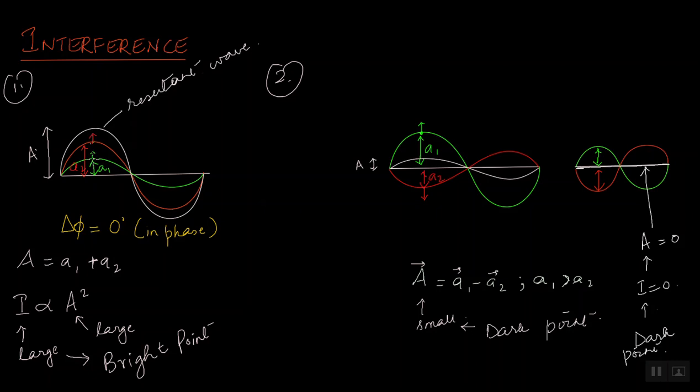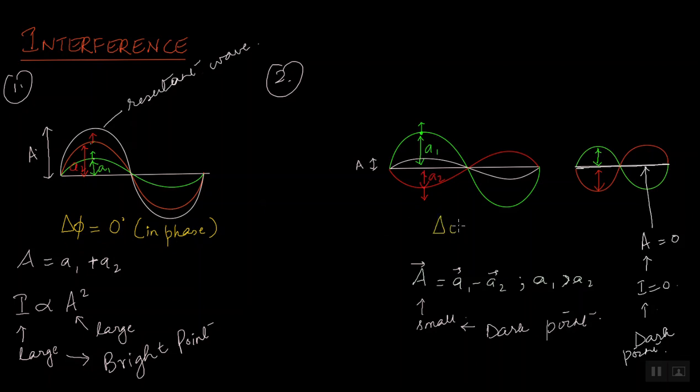That means when this green point is going up, this red point also is going up. When this green point is going down, this red point is also going down. So they are vibrating together, which means in phase. So when they are vibrating in phase, the phase difference delta phi is 0 degree.